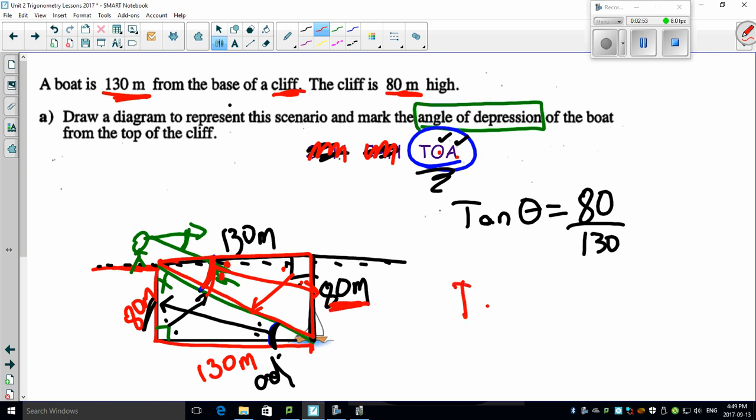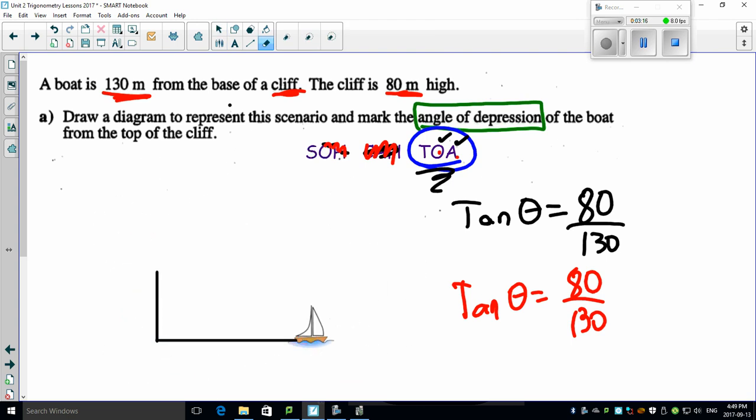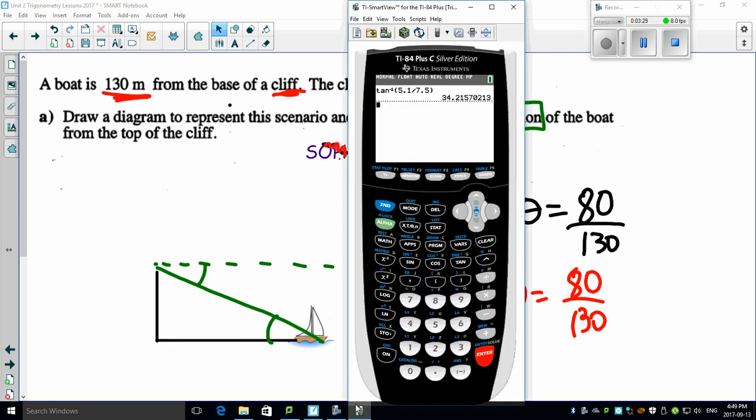Check it out. Tan of theta, my opposite is still 80. Even if I draw using the other triangle of the rectangle, that's this guy, my opposite is still 80, my adjacent still 130. So either way, I can set up this question as a triangle that has an angle of depression, either here using this angle, or using that angle. It doesn't really matter. So let's just finish solving this question.